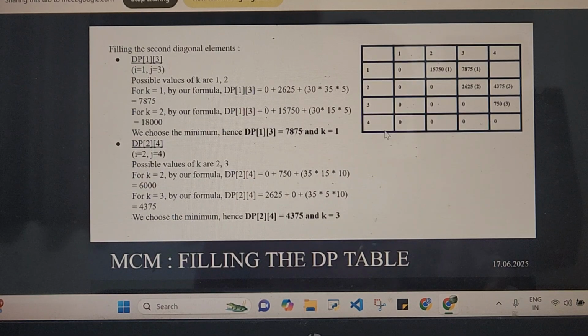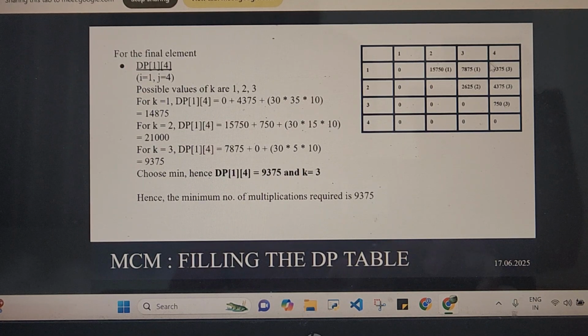Similarly for these two cases. In your second diagonal, there are 2 k values for each case. For each possibility of k, you compute the value of dp[i][j] using that formula. Whichever is the minimum, you put that in the grid and also keep track of the corresponding k value. For the third diagonal, for this element, there were 3 possible k values. Again, you did the same thing. So finally you reach this answer. This grid contains the minimum number of multiplications for A1 times A2 times A3 times A4.